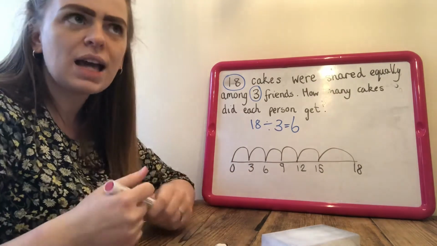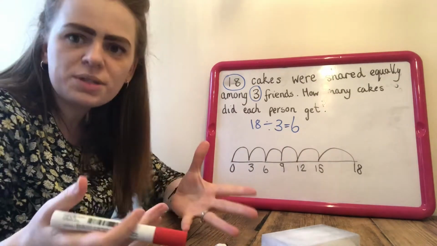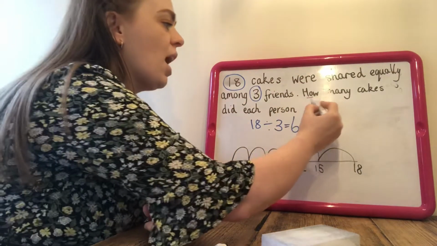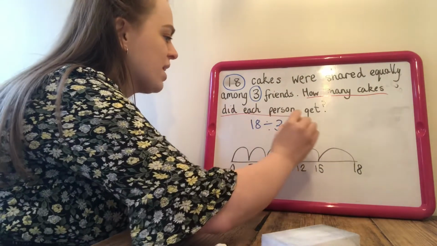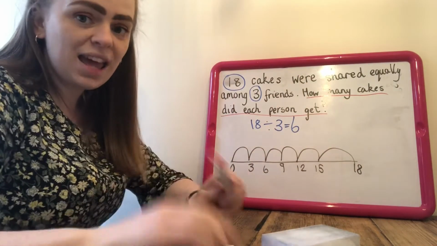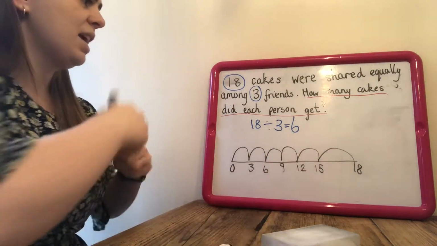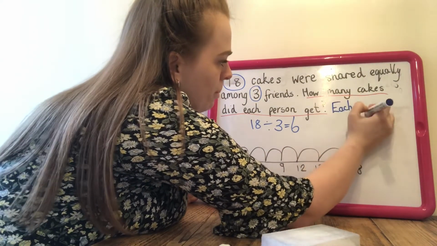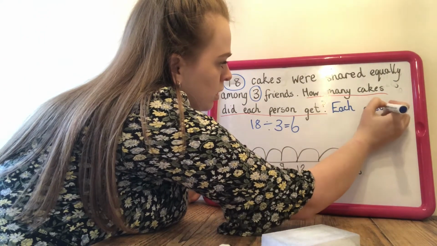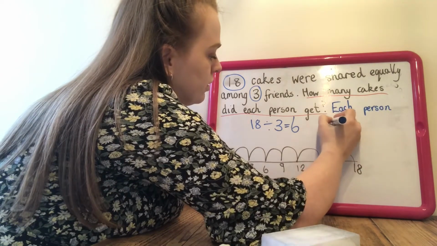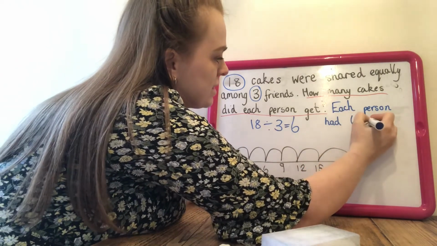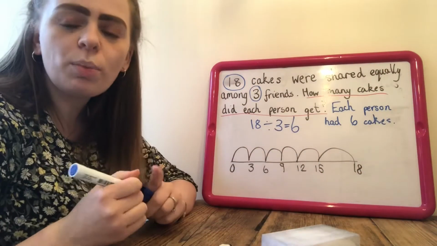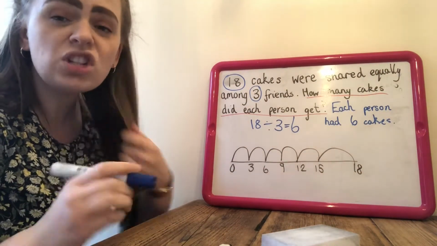6 what? 6 balloons? 6 cups of tea? Well, let's read the question again. It says, how many cakes did each person get? So I need to write in my answer and say, each person had 6 cakes.